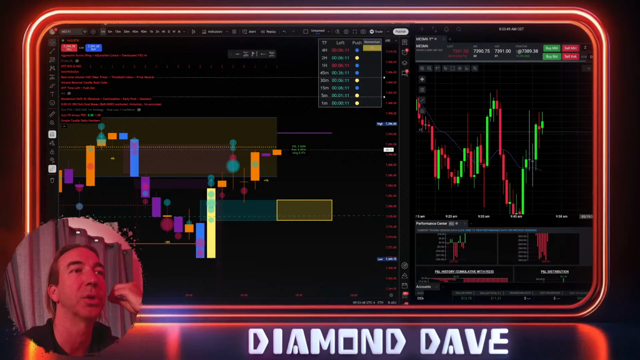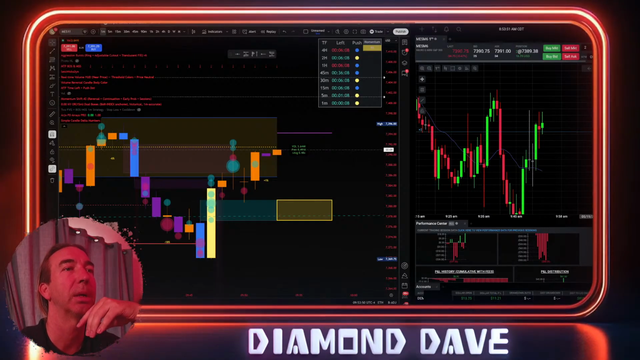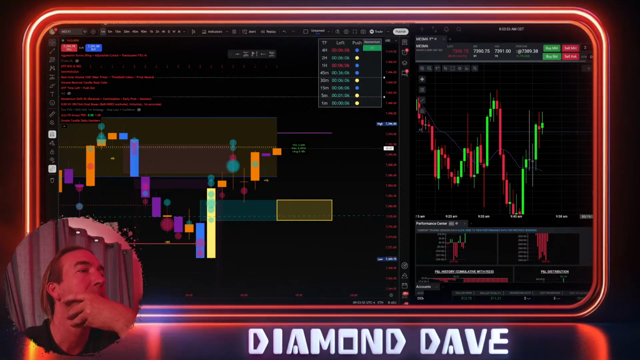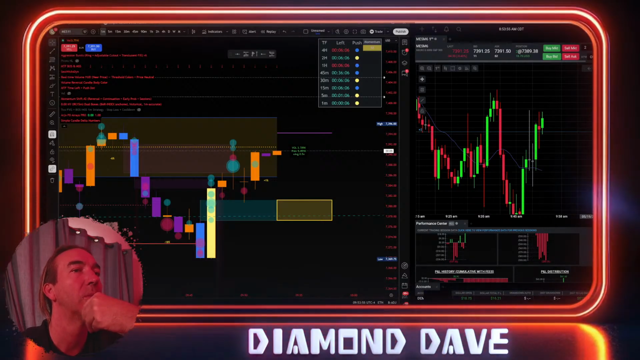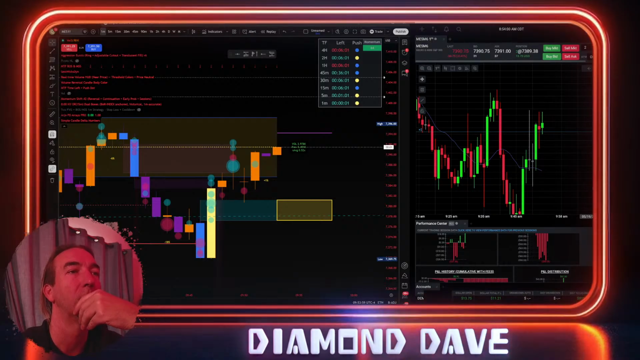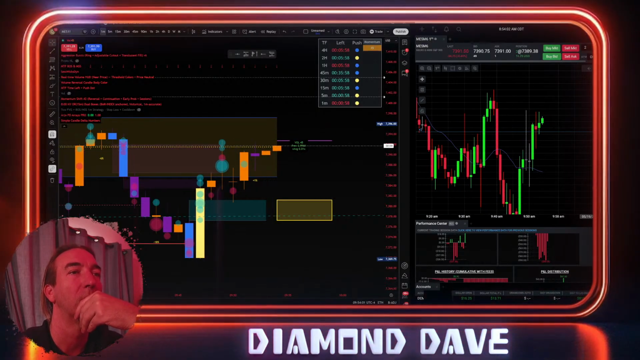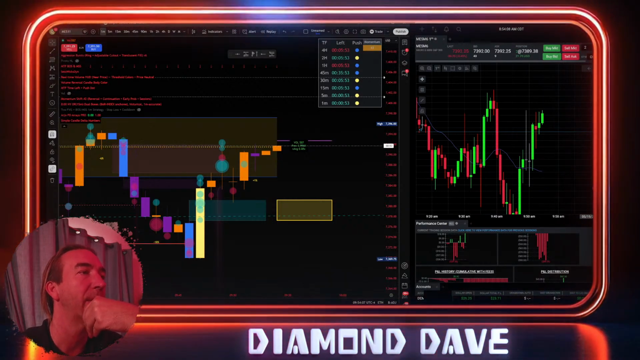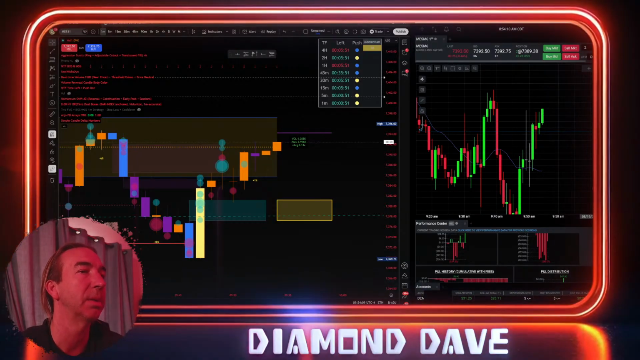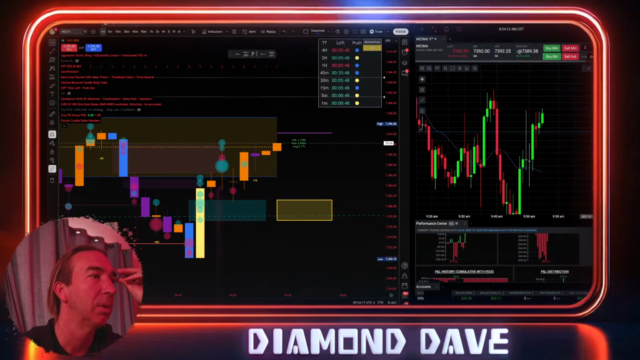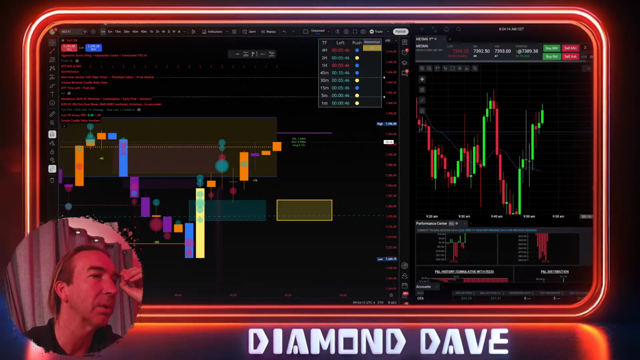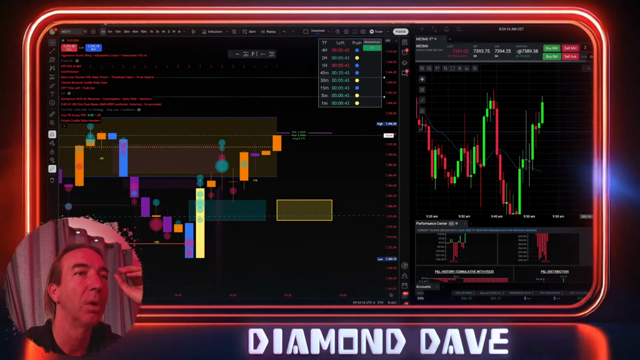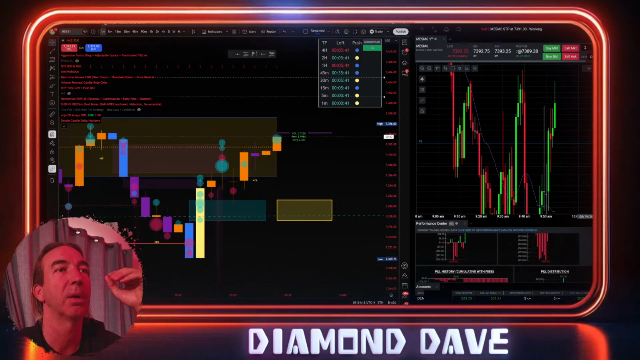I want to see it push up above this equal high. Equal high. If I can break above that, then I think that might stop out some of these aggressive sells here. Risk-free trade now.